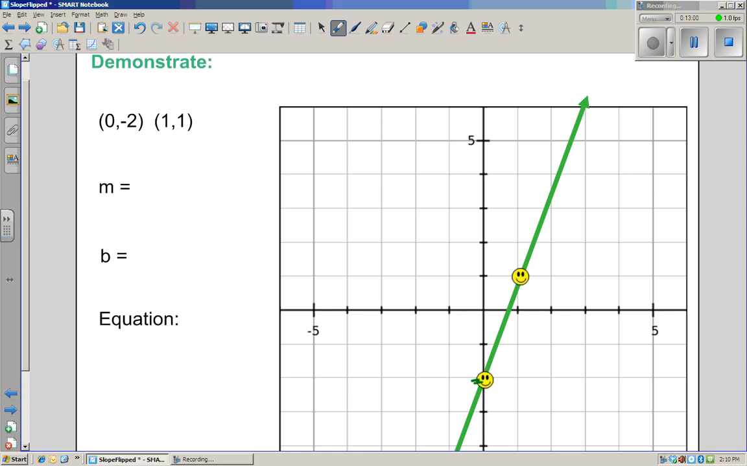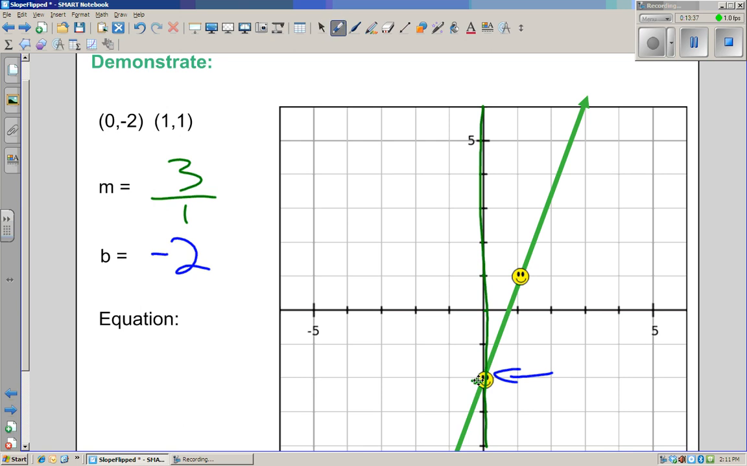slope is. Starting on my first smiley face, because graphing is fun and happy, we are going to move up 1, 2, 3. My rise is 3. I move over 1. My slope is 3 over 1. My y-intercept, which we haven't really talked about yet, is where the line crosses the y-axis. I put the y-axis in green for you right there. You'll notice that my line crosses the y-axis on down 1, 2, negative 2. My y-intercept is negative 2.